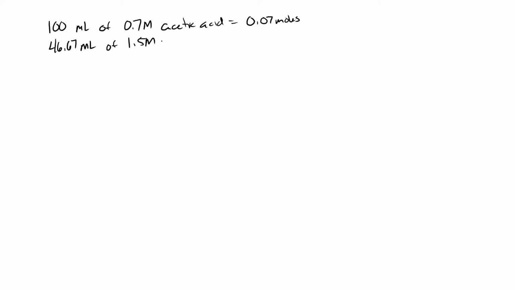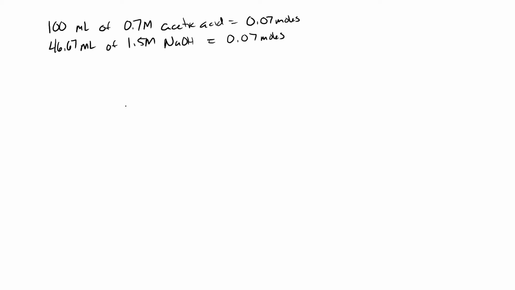Okay, so we have been working with 100 milliliters of a 0.7 molar acetic acid solution. And now we're looking at what happens. So this is equal to 0.07 moles, right? 0.7 times 0.1 liters gives us 0.07 moles. Now we're going to look at what happens when we add 46.67 milliliters of 1.5 molar sodium hydroxide. Because if we take these two numbers times each other, we get 0.07 moles.